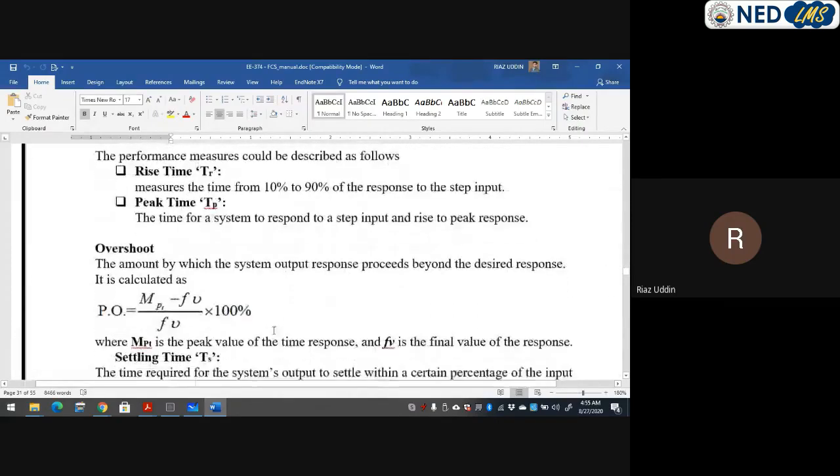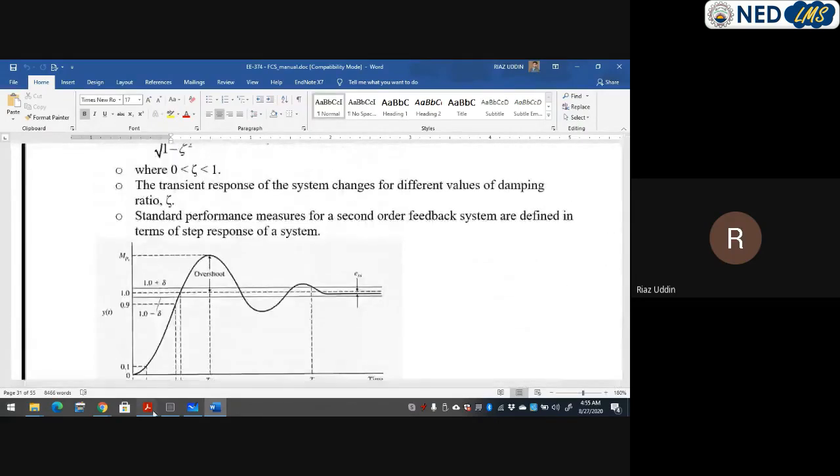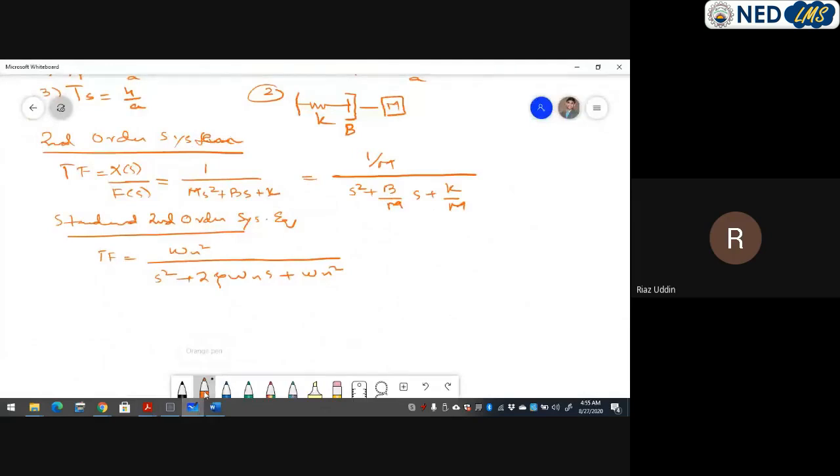So what you have to do is compare these two equations. If you compare these two equations, ωn comes out to be under root k upon m, and ζ comes out to be b upon 2 under root mk. You can do it directly by comparing these two equations and substituting the value of ωn being under root k upon m.